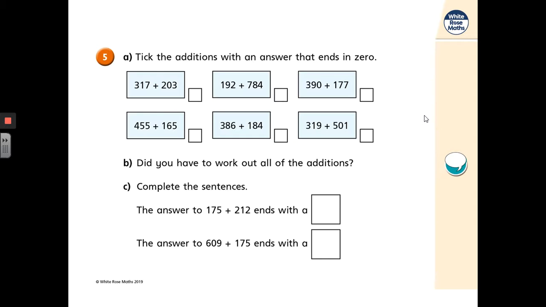Once you've done that, it says, did you have to work out all of the additions? So do you have to do a full column addition for each of these questions, or can you just look at them and see? And for part C, this is complete the sentences. The answer to 175 plus 212 ends with A. So what will be in the ones column for that calculation? And the next one says that the answer to 609 plus 175 ends with A. So again, what digit would be in the ones column if you were adding those two numbers together?